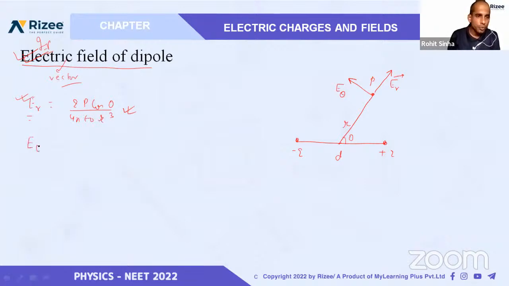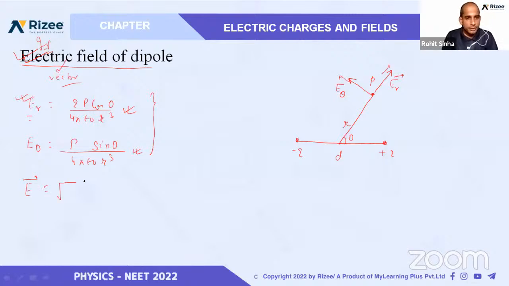And if we are going to find E theta, what do we get? E theta is equal to p sin theta by 4 pi epsilon naught r cube. This is in this direction, and in this direction we find like this. Now, since electric field is a vector quantity, we will find the vector addition. They are mutually perpendicular, so we find the magnitude like this: E_r square plus E theta square, under root.